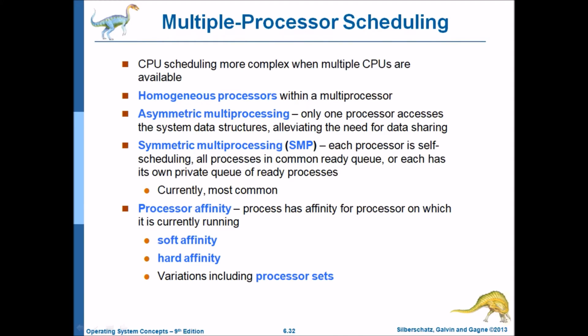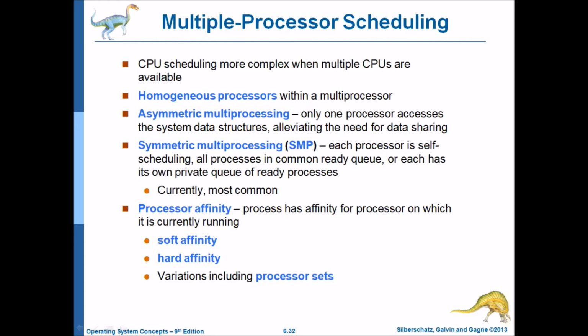Now the second approach uses symmetric multiprocessing, SMP, wherein each processor is self-scheduling, with all processes in a common ready queue, or each has its own private queue of ready processes. So in here, we must ensure that two separate processors do not choose to schedule the same process and that the processes are not lost from the queue. Virtually all modern operating systems support SMP, including Windows, Linux, and Mac OS. So currently it is the most common.